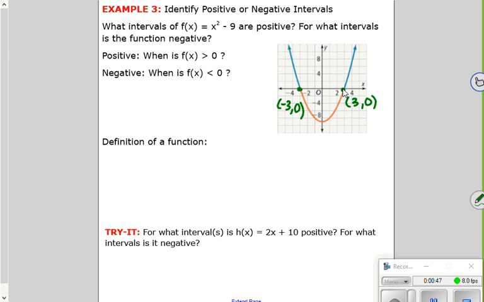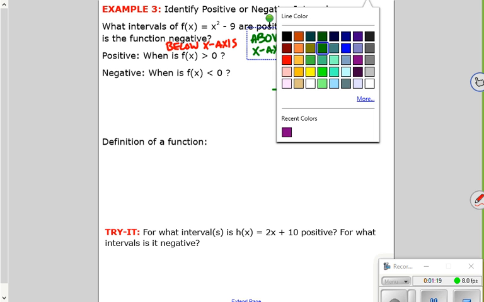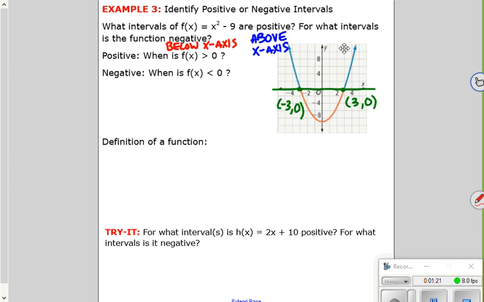All right. So when is this parabola x squared minus 9 positive? For that, you want to think above the x-axis, this being our boundary. And then on what intervals is the function negative? That's going to be below the x-axis. The book already has that color coded for you. So I'm going to change that to blue, because blue is where the parabola is above the x-axis.